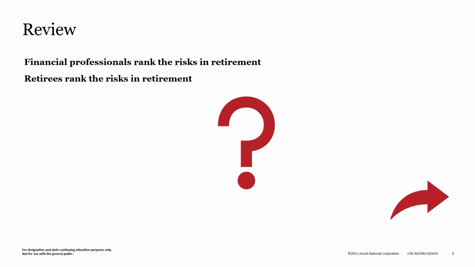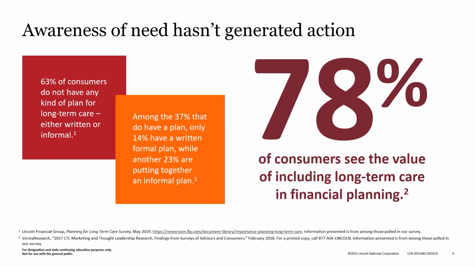So that's how financial professionals and retirees rank the risks in retirement. That's what we've looked at so far. We're going to see differing opinions. Also, as we move forward, we'll look at the different types of care and how their costs are often wildly underestimated by people in their area, especially if they haven't had a personal experience. So moving forward in the next section, awareness of need hasn't generated action.